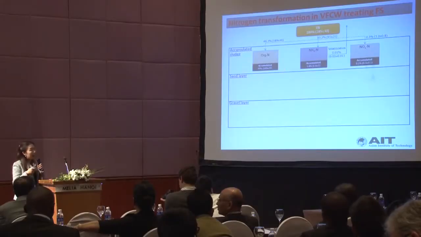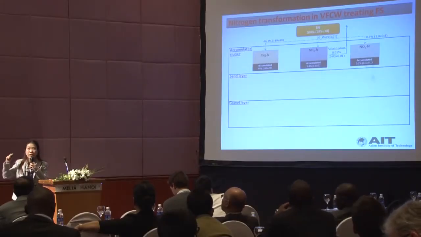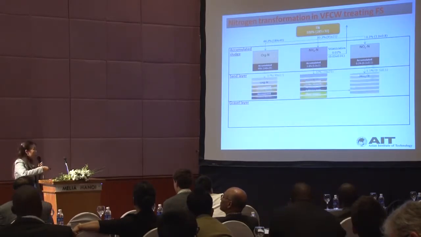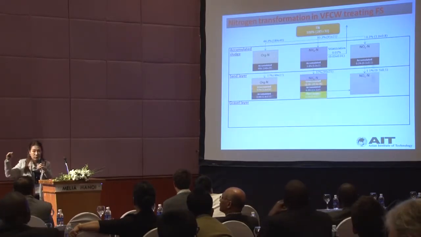We found that about 50% of organic nitrogen accumulates on the surface of the system, and also some of the ammonia can volatilize into the air. Then the remaining of each form flows down to the sand layer, which is shown here.